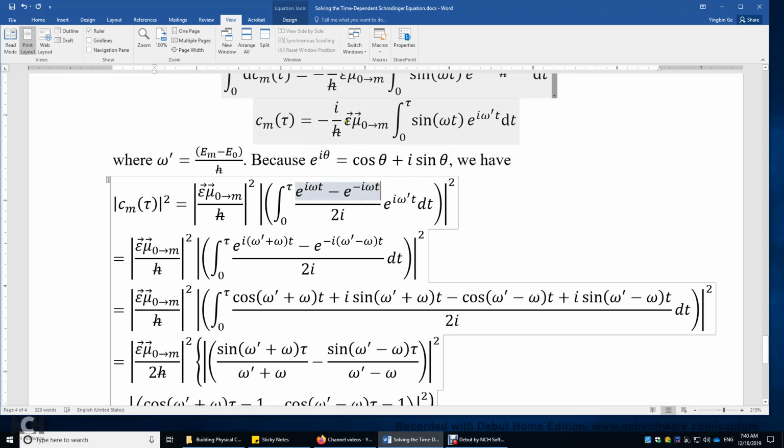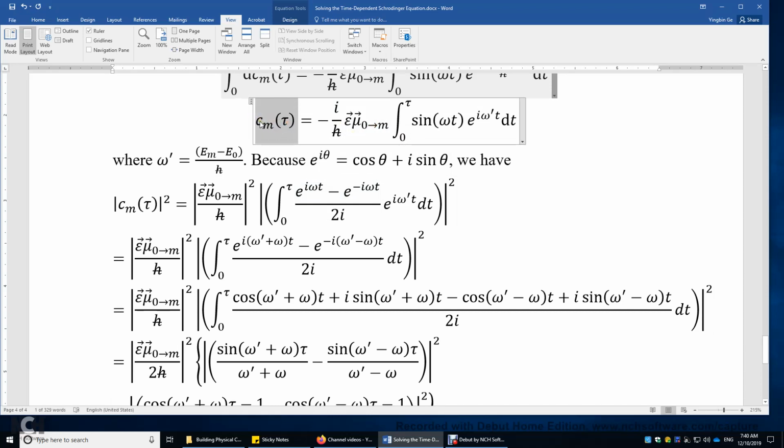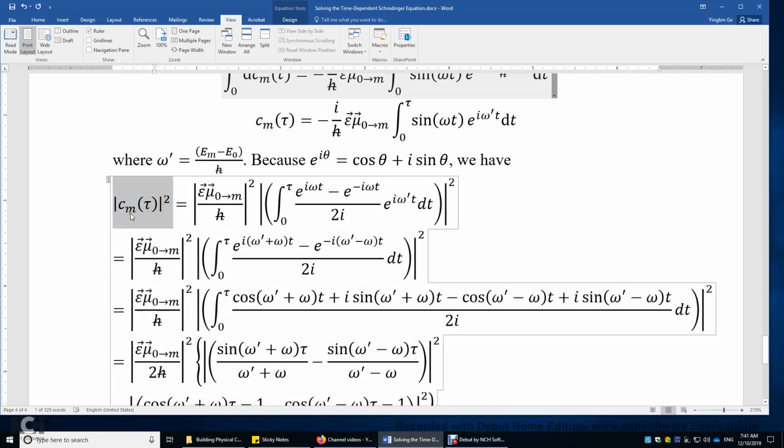How about this part? What we're doing is we're taking the squared modulus of this coefficient. The reason is simple. This C sub m, this coefficient, does not have a physical meaning, but the squared modulus of this coefficient has a physical meaning. That is the probability of finding the system in the mth excited state at time tau. So that's why we want to integrate this whole thing and then take the squared modulus of it.